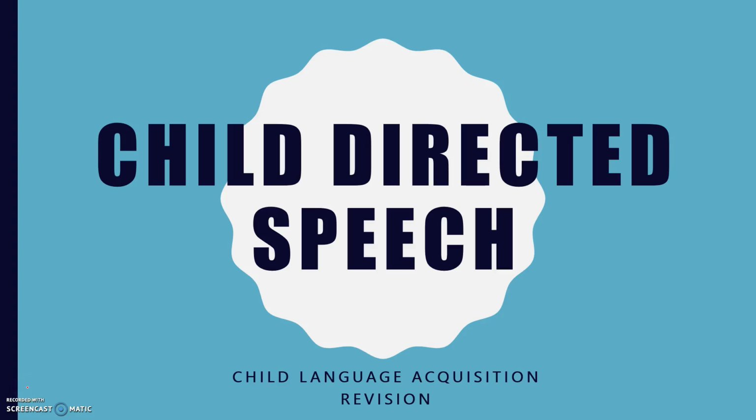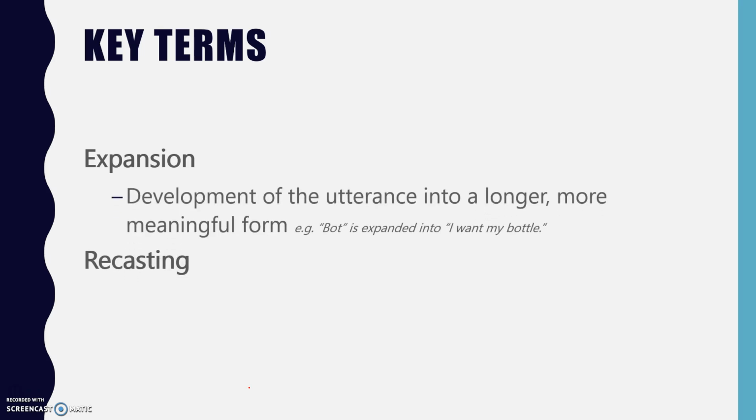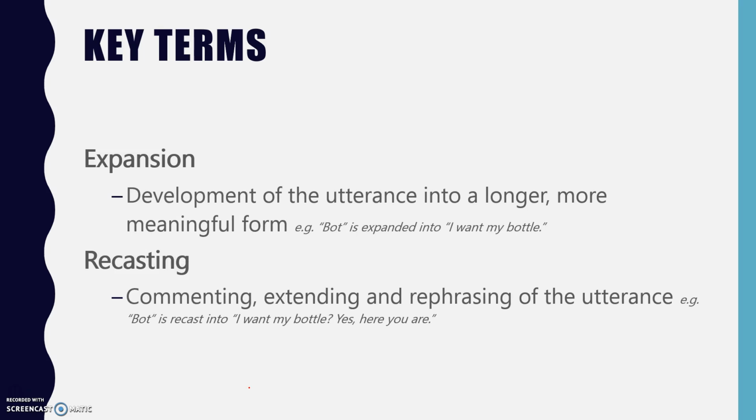Hello, my name's Eleanor. Today we're going to be doing a short video on child-directed speech to revise for the Child Language Acquisition section of the A-Level English Language course. There are two key terms that we need to know for this. That's expansion and recasting.